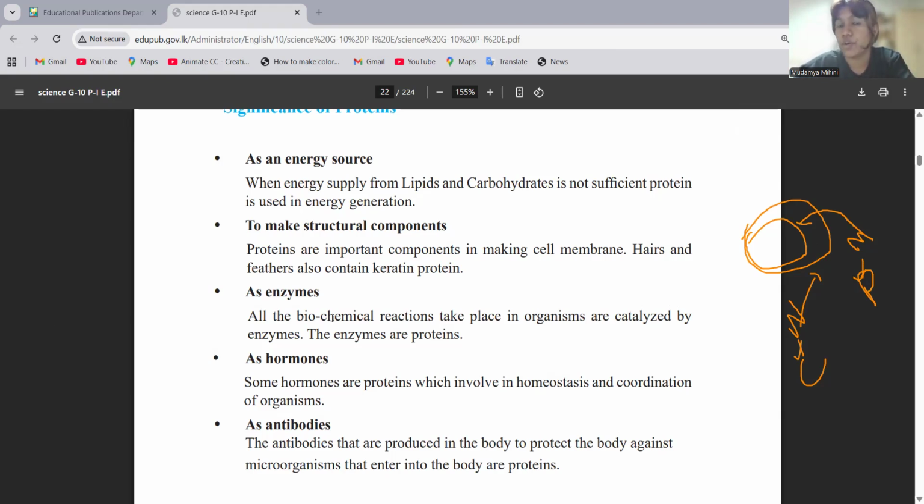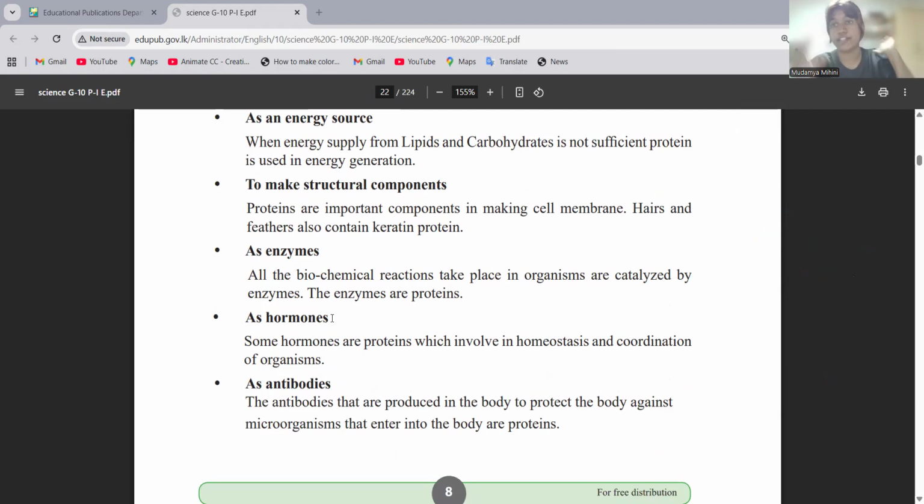Hairs and feathers are also made of keratin. As I mentioned, keratin is a very important part of our hair. Keratin protein is used to protect hair, to increase growth, and to remove damaged hair, like keratin treatments and such. So keratin is one of the structural components. It's a basic protein.